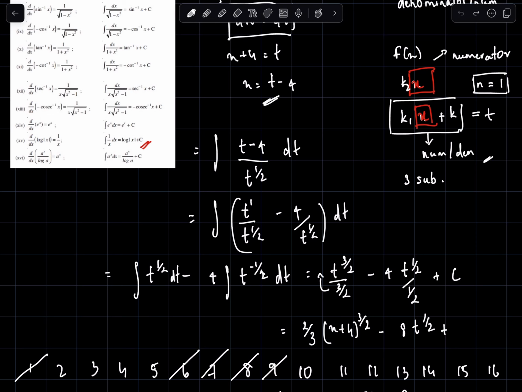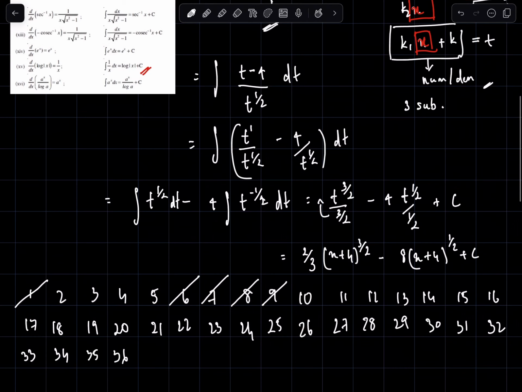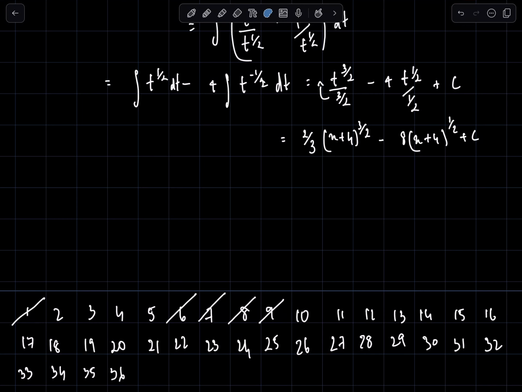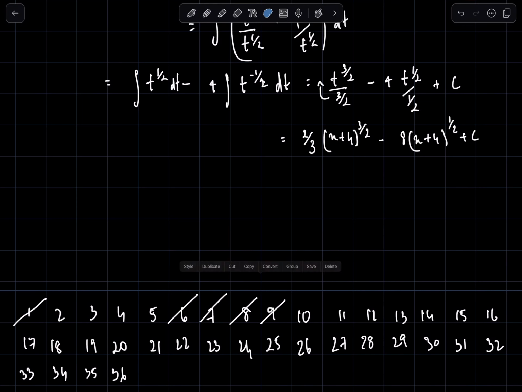Oh, sorry, my bad. x plus 4 plus c. Okay. Now what you could do is you could make it even simpler, which I think was in the textbook solutions. As per the textbook solutions, they have simplified it a lot more. So I'm going to bring this down over here. Okay, let's go ahead and solve this.